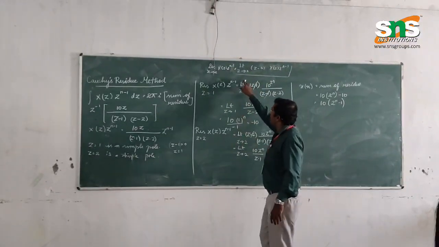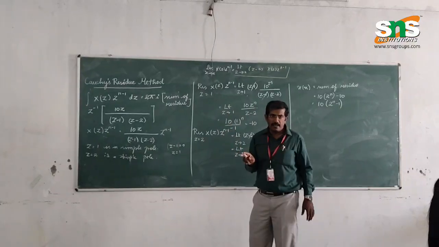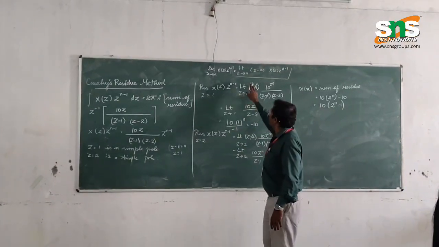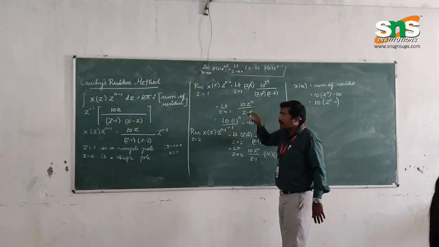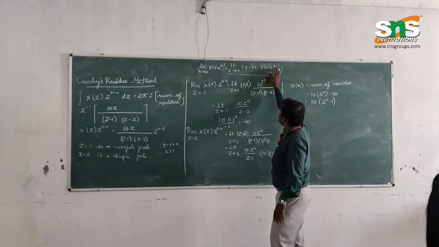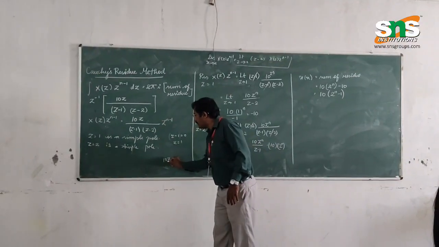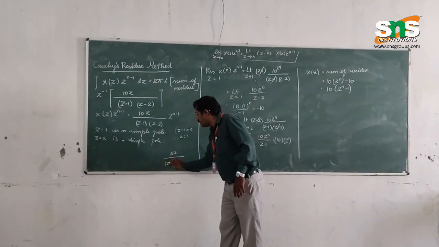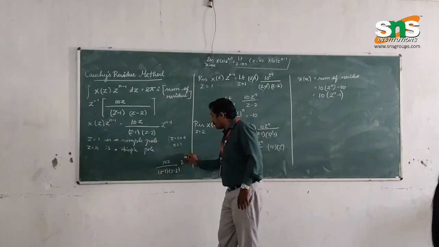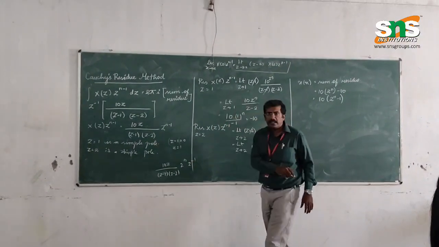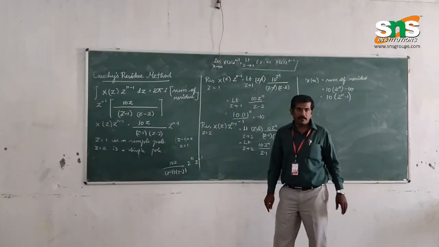So you see here, limit Z tends to A. What is A? A is 1 here, so Z tends to 1. Then what is Z minus A? A is 1, so I am writing Z minus 1. What is X of Z into Z power n minus 1? That is here: 10Z by (Z minus 1) into (Z minus 2) into Z power n, Z power minus 1. Can I write like this?